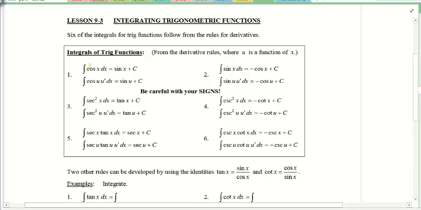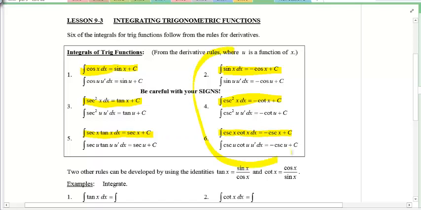And so once again, the integral of cos is just sine, and don't forget an indefinite integral has the plus c. The integral of sine then of course is negative cosine. The integral of secant squared is tan, cosecant squared is negative cotangent, and these are the ones you should know. Secant tan becomes secant, and cosecant cotangent becomes negative cosecant.